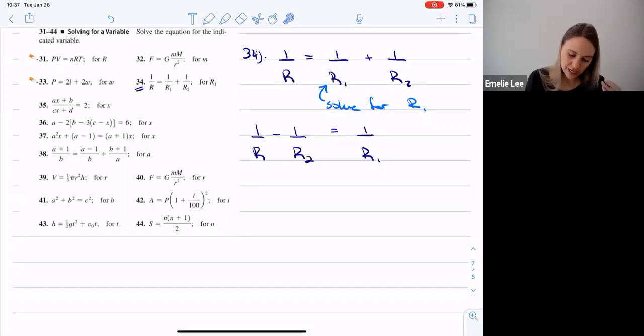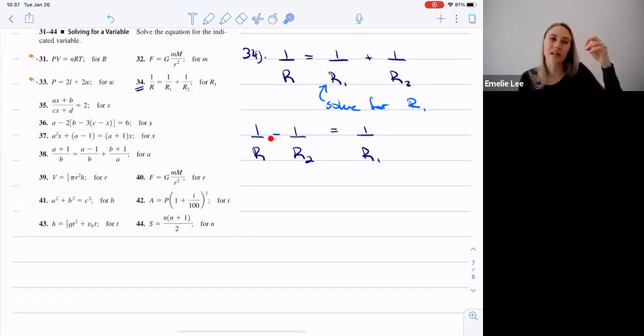Now, in order to shake out this R1, what I need to do is multiply both sides by R1, right? Here on the right-hand side, it's being divided by R1. So in order to move it to the left-hand side, I need to multiply everything by R1. Now, that's not going to be very nice, okay? Because we've got this fraction here.